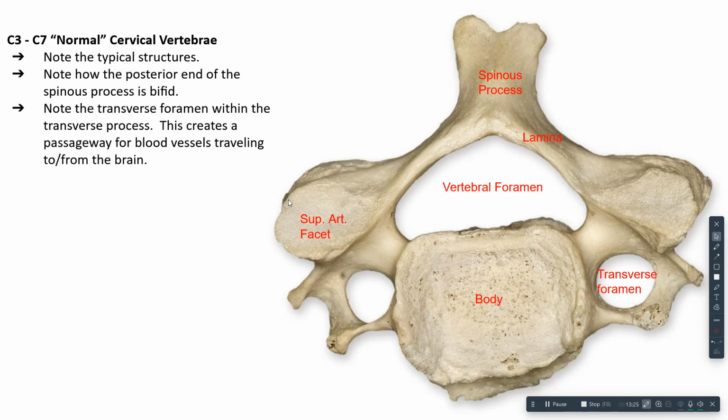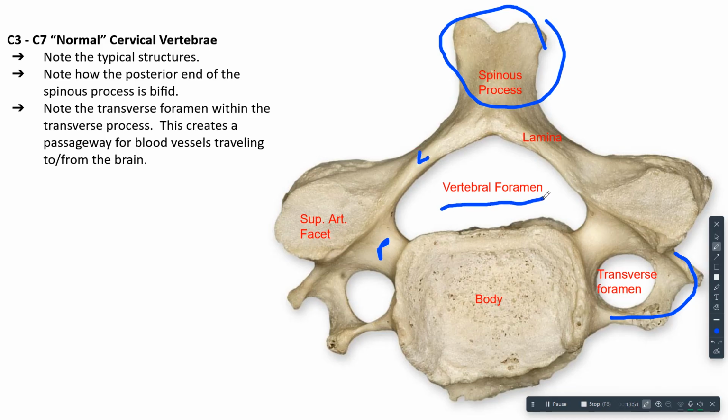So this is a quote-unquote normal cervical vertebra. So C3 through C7 are going to be normal cervical vertebrae. I still have a body. I still have a transverse process coming out. I've got a spinous process in the back. I've got a pedicle here. I've got a lamina here. I've got a vertebral foramen. Couple unique things though. Notice how there is a hole in the transverse process.